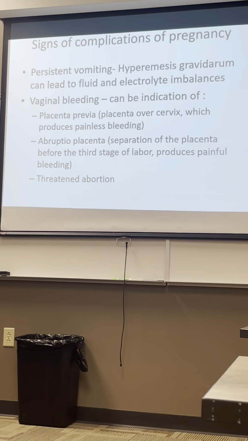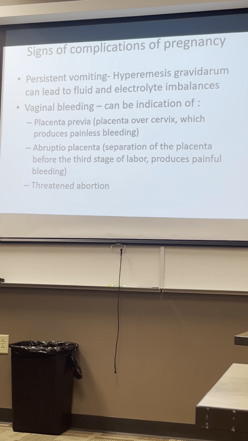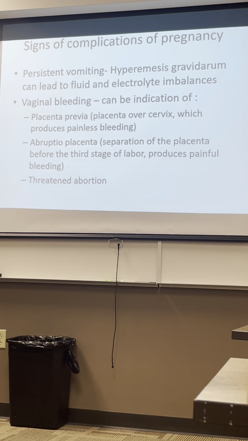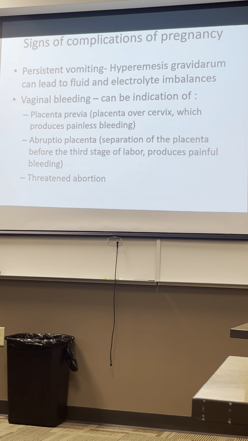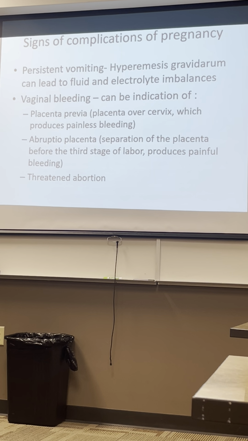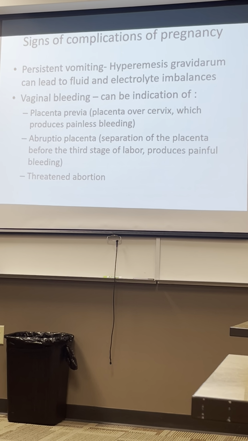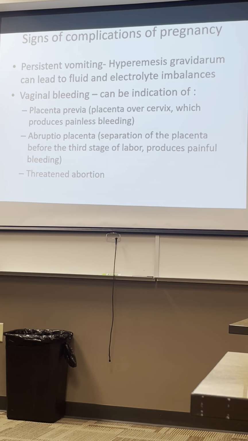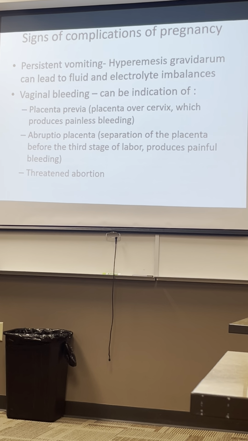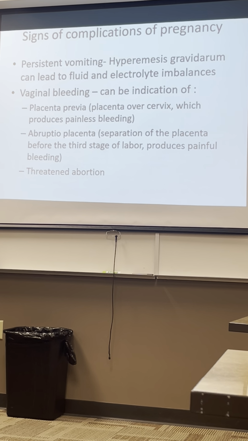Vaginal bleeding can be indicative of placenta previa, so that's that placenta over the cervix and has painless vaginal bleeding. There's abruptio placentae, separation of the placenta before the third stage of labor, and it produces painful abdomen, usually bleeding, but never painful abdomen, or a threatened abortion.